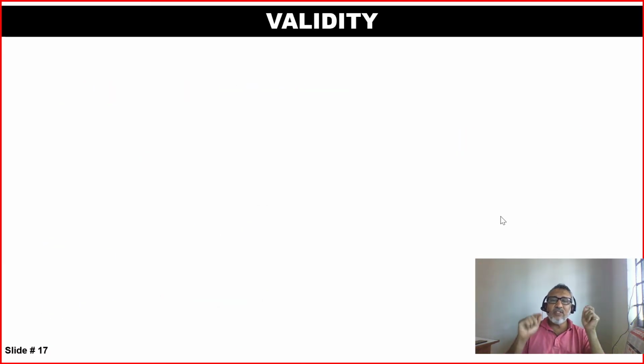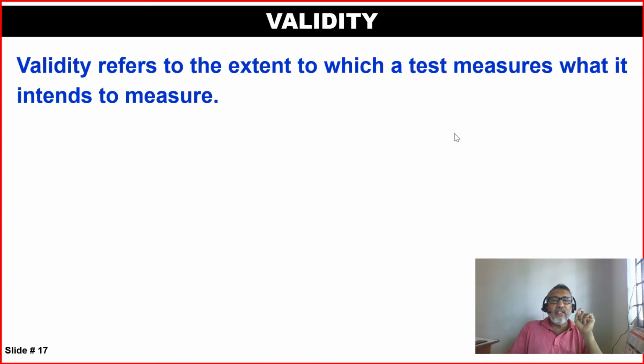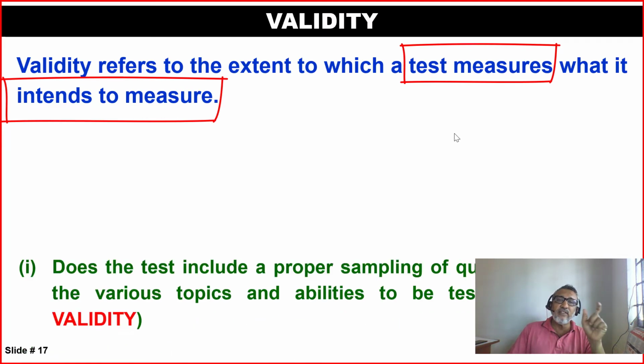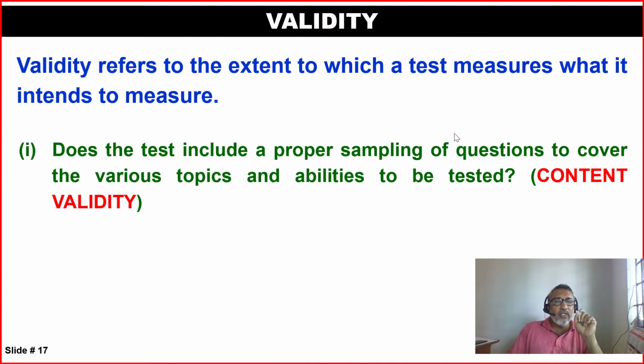Now let's come to the validity of the test. As we have already seen, validity refers to the ability of the test to measure what it intends to measure. That means whatever the objectives and intended learning outcomes are, exactly those things are to be assessed by the test. The ability of the test to measure exactly what it intends to measure is the validity of the test. There are two types of validity. One is known as content validity, the other is known as construct validity.